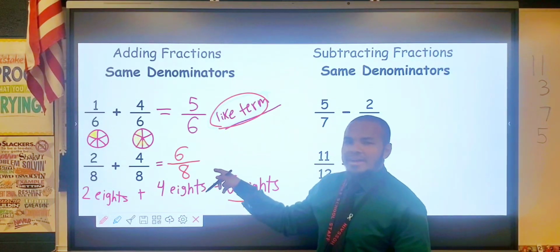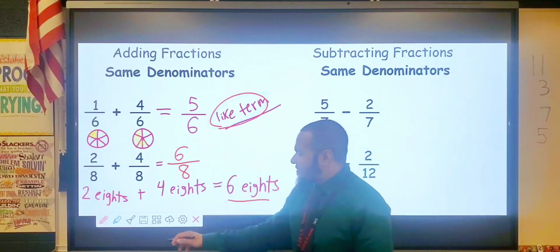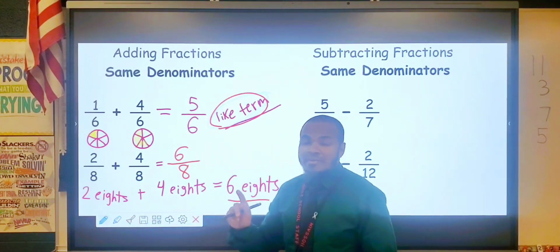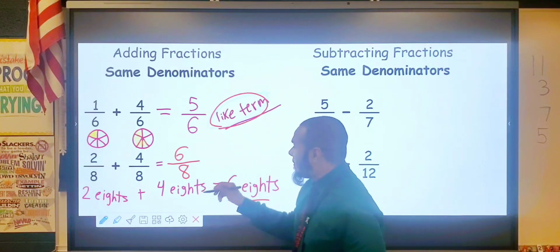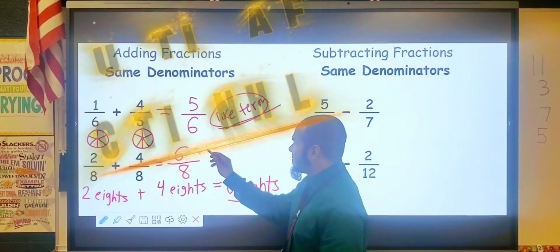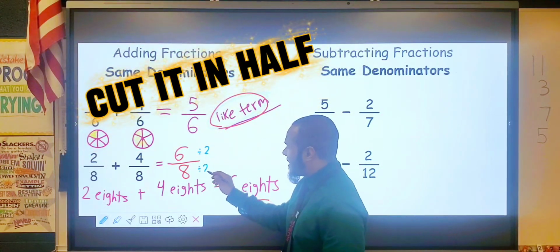But one thing about that is that it's not simplified, and you can actually simplify that. In order to simplify, all you gotta do is whatever you do to the top, you do to the bottom. And so because both numbers are even, I'm gonna cut both of them in half. So I'm gonna do half of that one and half of this one.